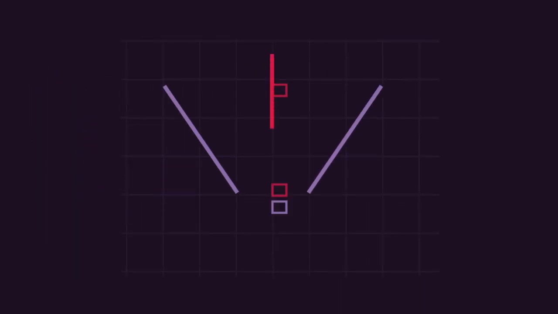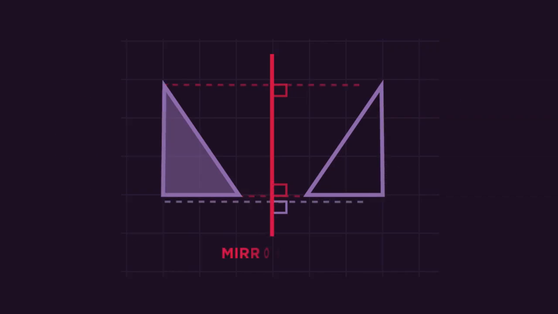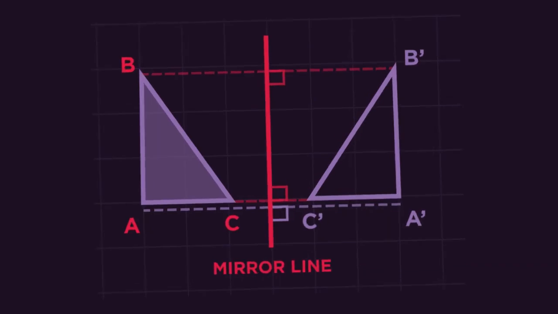So there we have the 2 fundamental rules for reflecting a shape. Must always be perpendicular to the mirror line, and the reflected shapes are equal distant from the mirror line.